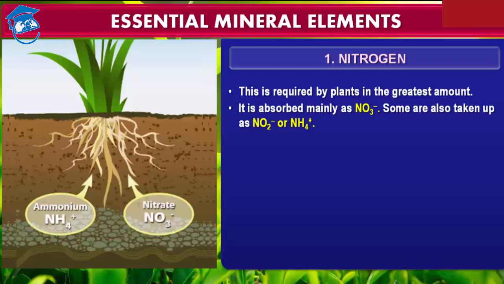So this is required by plants in the greatest amount, as I told you, and it is absorbed mainly as the nitrate ion. Some is also taken up as NO2- or the ammonium ion, students.